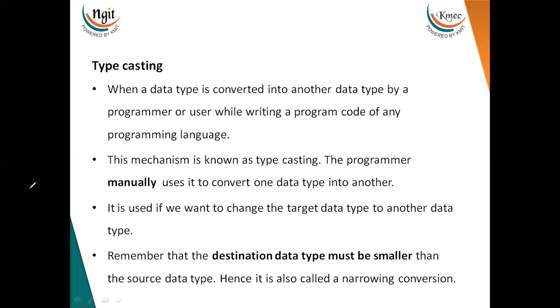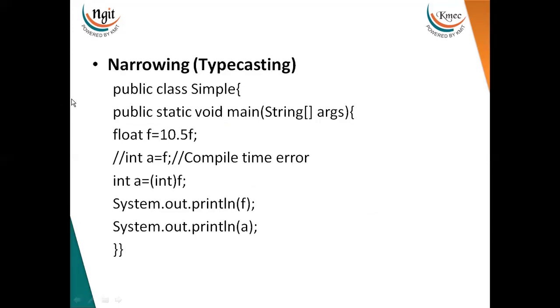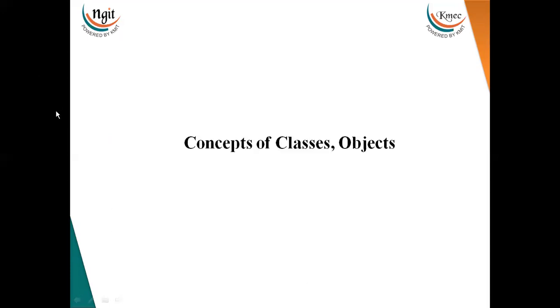You can see the example here. I'm taking the main method, right? Then I'm taking the float. That float I want to convert into the integer. So what I'm doing, I am doing it manually, explicitly. Then only you can perform the narrowing or typecasting. This is all about the typecasting and the type conversion.